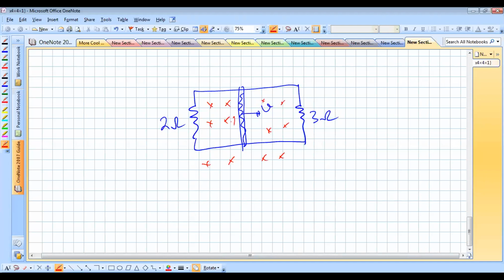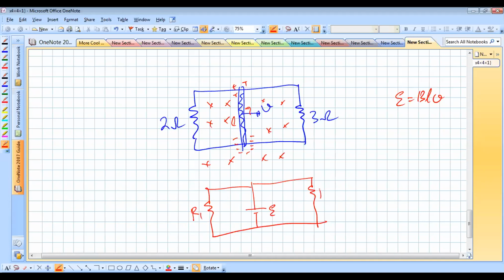So if this length is L, the EMF induced will be BLV in magnitude, because you can see velocity is perpendicular to the length and the magnetic field is also perpendicular. But what will be the polarity? So v cross B here is upward. So electrons will be pushed down. So this side will be negative, this side will be positive. So equivalently, that rod acts like a cell with an EMF of BLV. And that cell is connected with R1 and R2 in parallel. So you can just work out the rest, the currents.